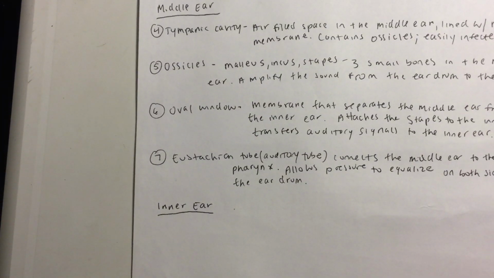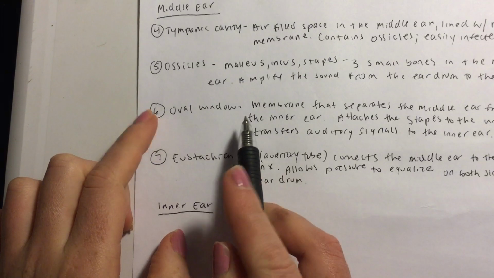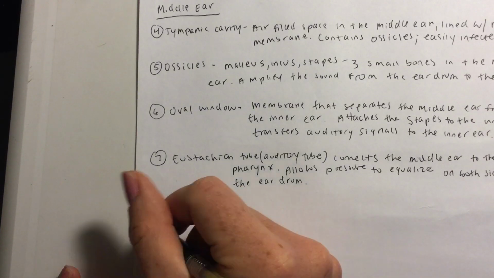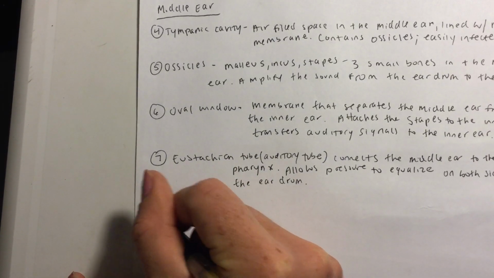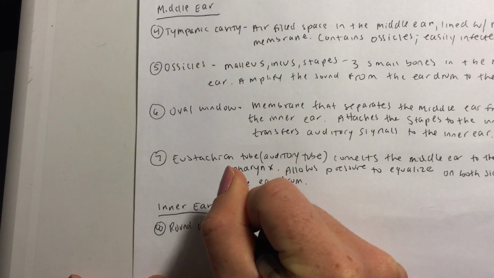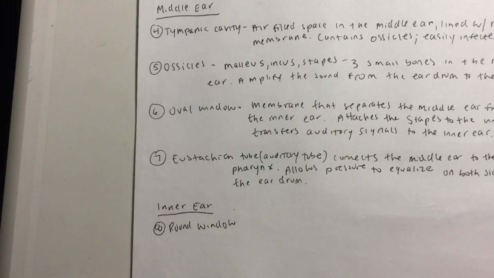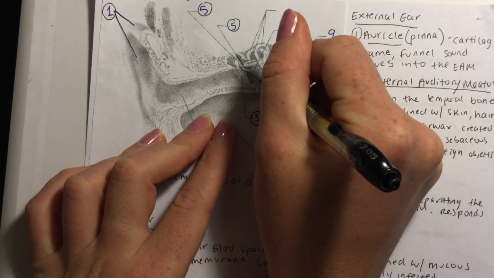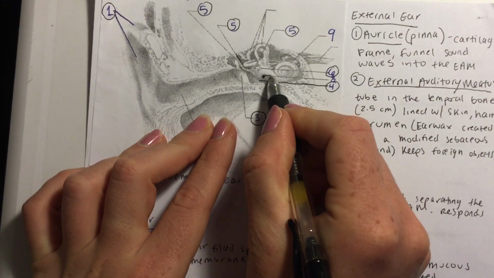So the first thing we'll talk about in the inner ear is this piece called the round window. It's kind of like the oval window, except it's round. And it has a similar job, so it's going to be another membrane. So we'll label this number 8, the round window. And I will show you this on the model too. It's kind of unclear on this picture here, but if you look, number 8 is going to be like a little circle right here.